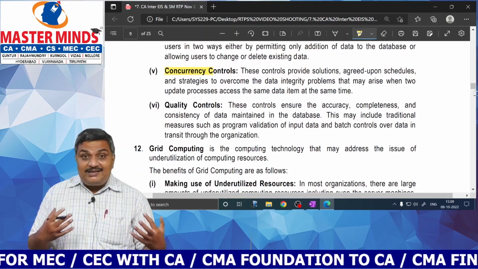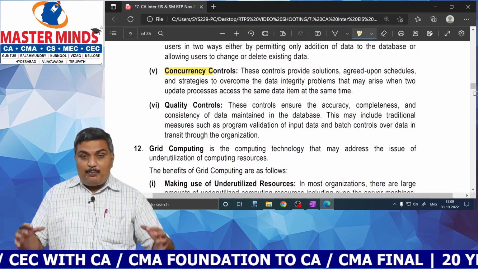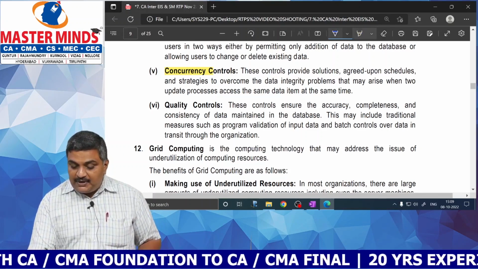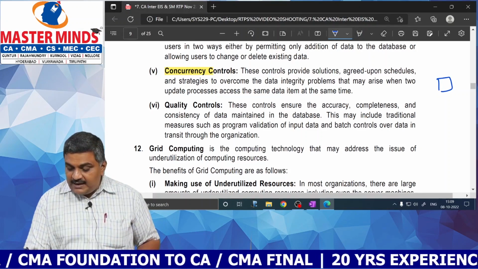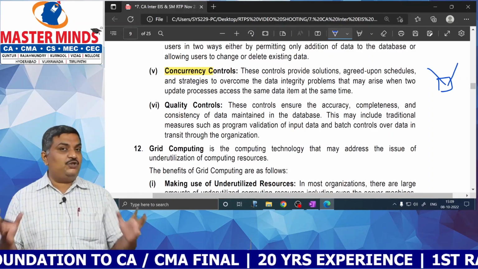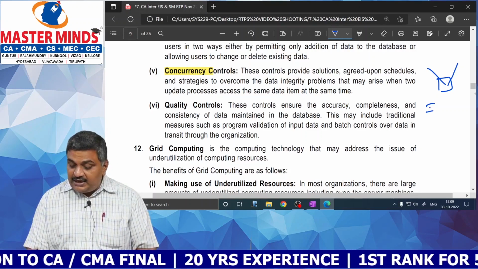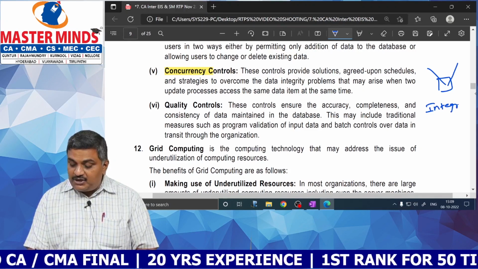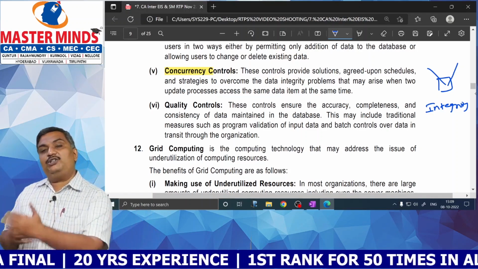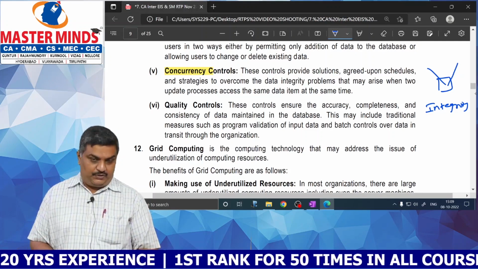Then there arises a concurrency issue, and you need to have proper controls, because if, say for example, there is a piece of data here and the same piece of data is being accessed by more than one person at the same time, that leads to a concurrency problem. And that also disturbs the integrity of the data, because the data may be changed. One person may change the data without the knowledge of another person. So you need to have concurrency controls.